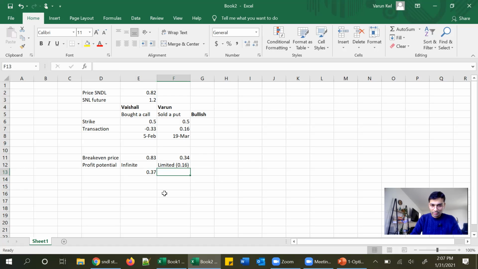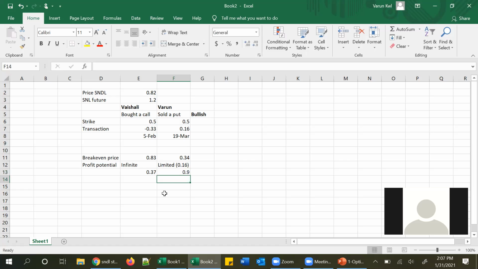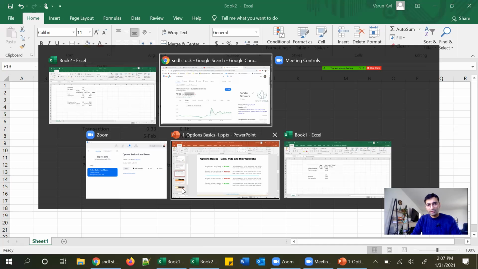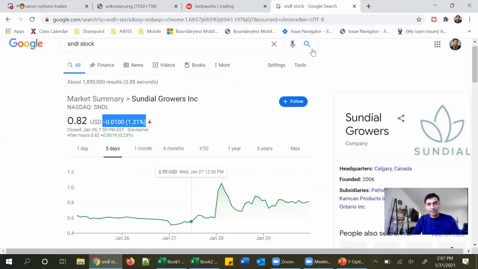But because my 0.16 is the capped profit, I might make maybe 0.9 by that time. You're closing it before March 19th. Yes, so my contract may still have some money. I'll show you the example here. Let me show you my live example.